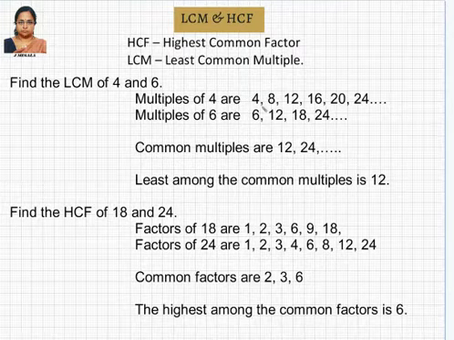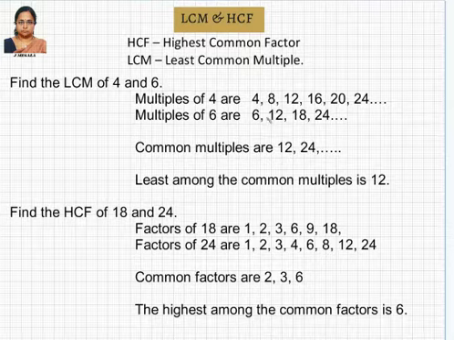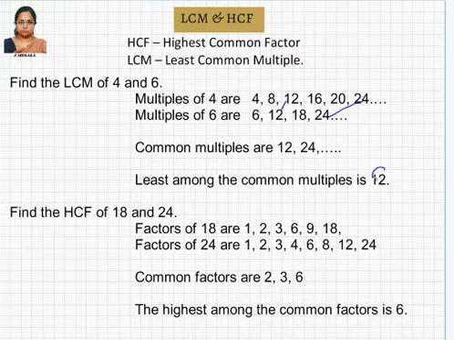Multiples of 4 are given here, and then 6 is given. So we are going to see these are all the multiples, and we have to go for the common multiples. You can see that the common multiples here are 12 and 24 and so on. So these are the common multiples, and the least of this is nothing but 12. So your answer is 12. So this is going to be the answer, right?